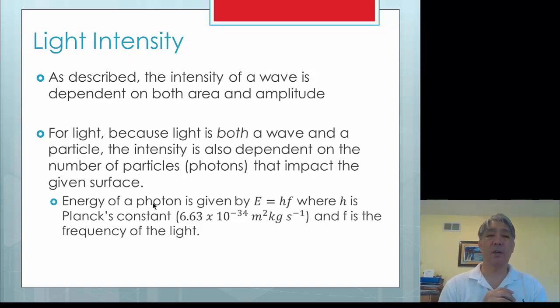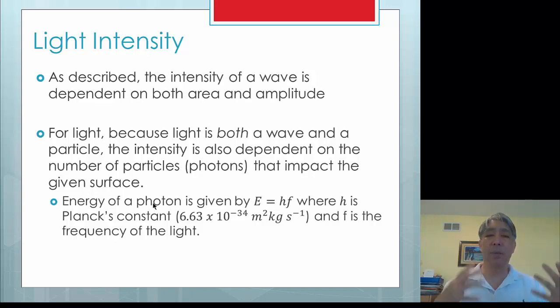Light intensity: this is really going to be discussed more next year, but I wanted to introduce it here just to put it in the back of your mind. As described, the intensity of a wave is dependent on both area and amplitude. Light has a little bit of peculiarity because light is both a wave and a particle. This is the big discussion that Einstein and de Broglie basically solved.